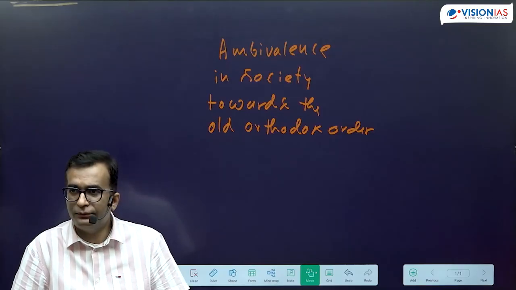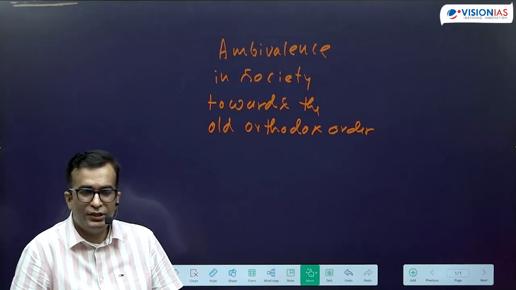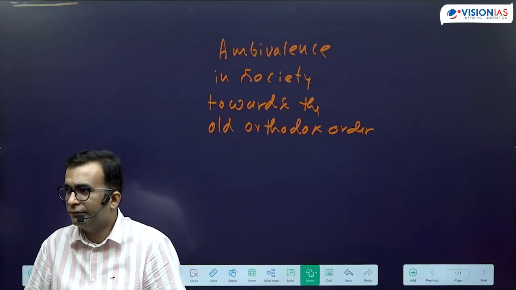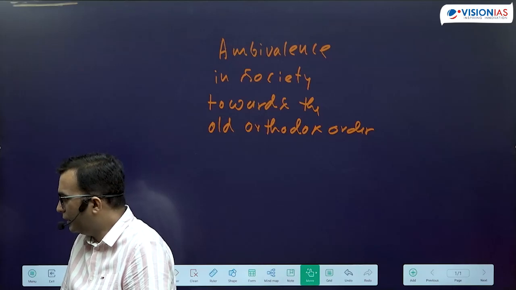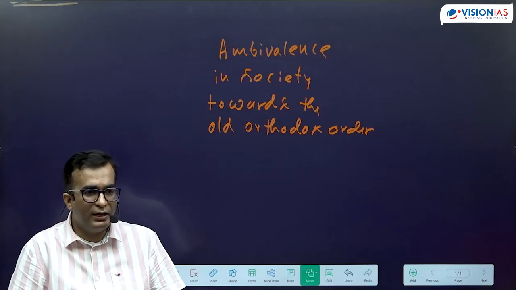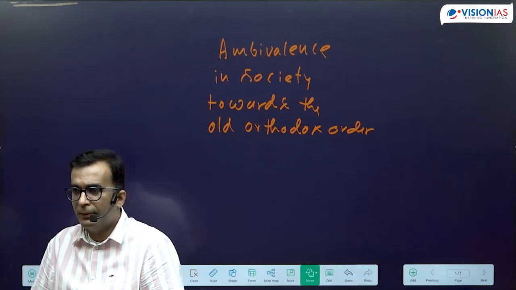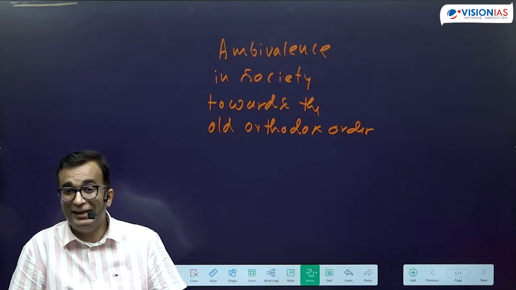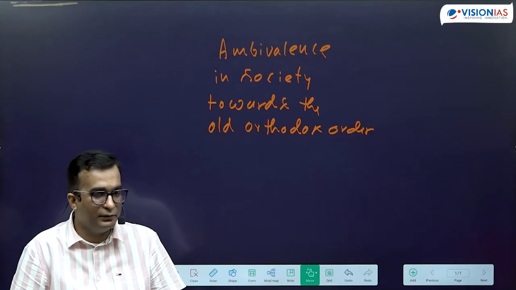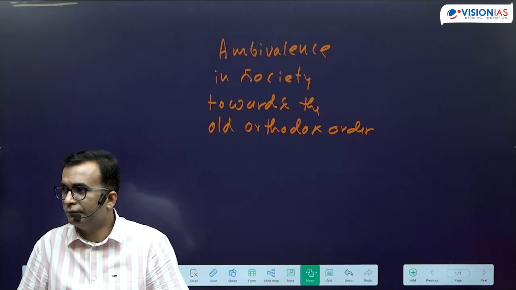Then next point you write. British often projected themselves that they are on a civilizing mission, and Indians are white man's burden. White man's burden. Full stop.